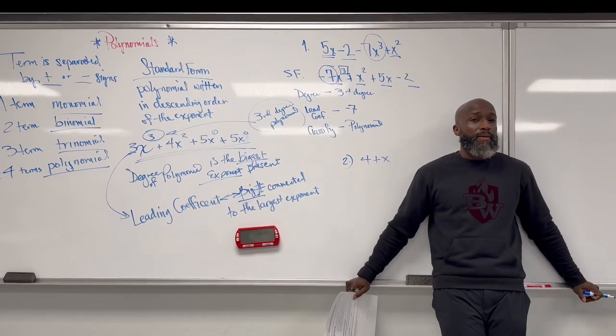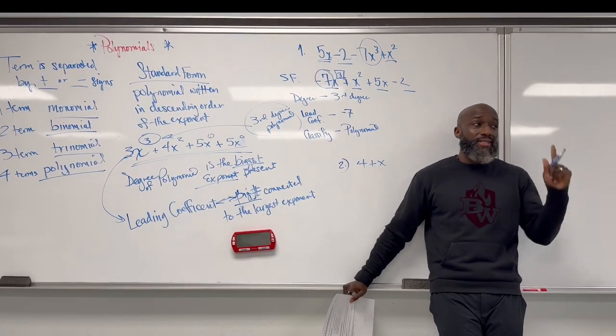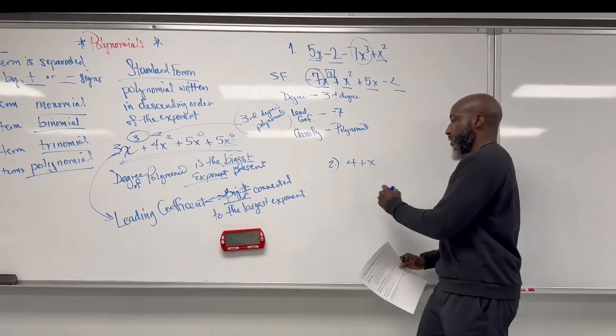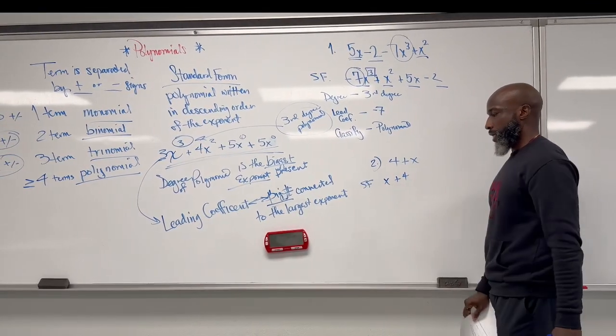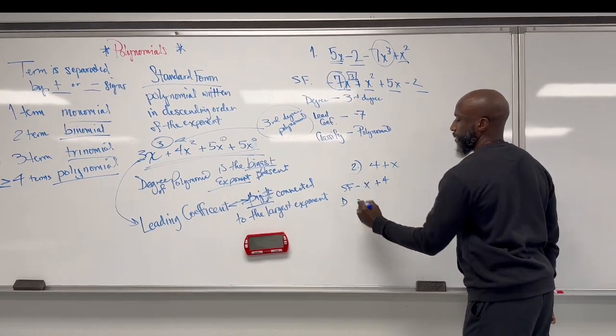Ain't the x supposed to go first? The x term has to go first. So it's x to the first power, right? So this should be x plus 4. That's standard form. Okay? What's the degree of the polynomial?